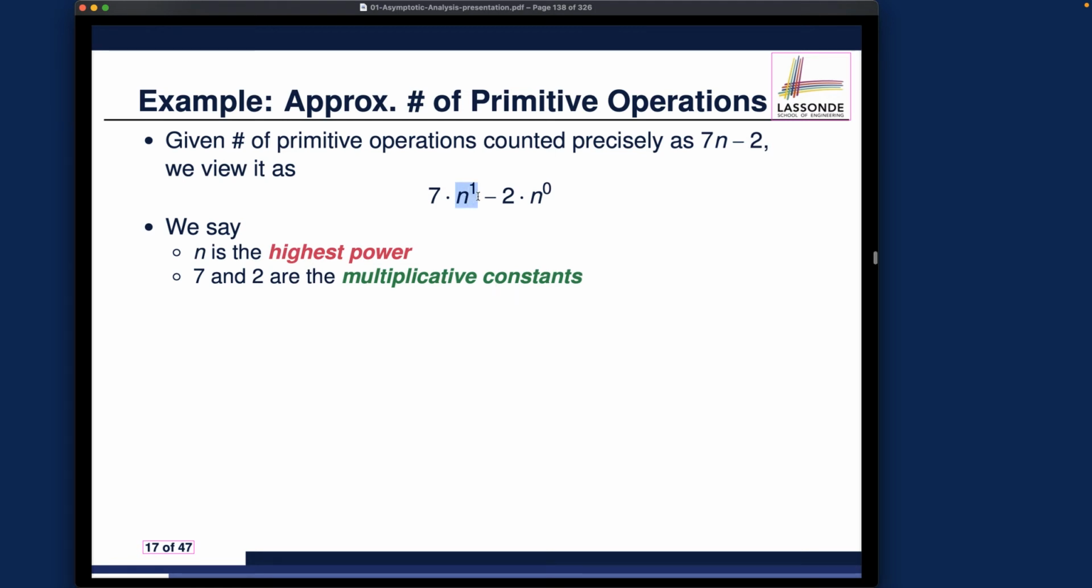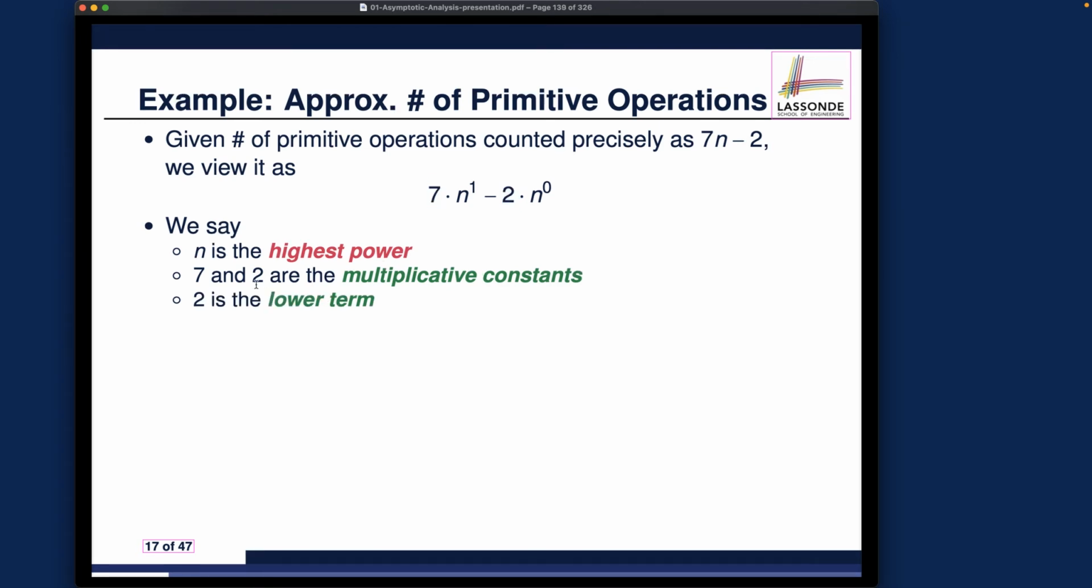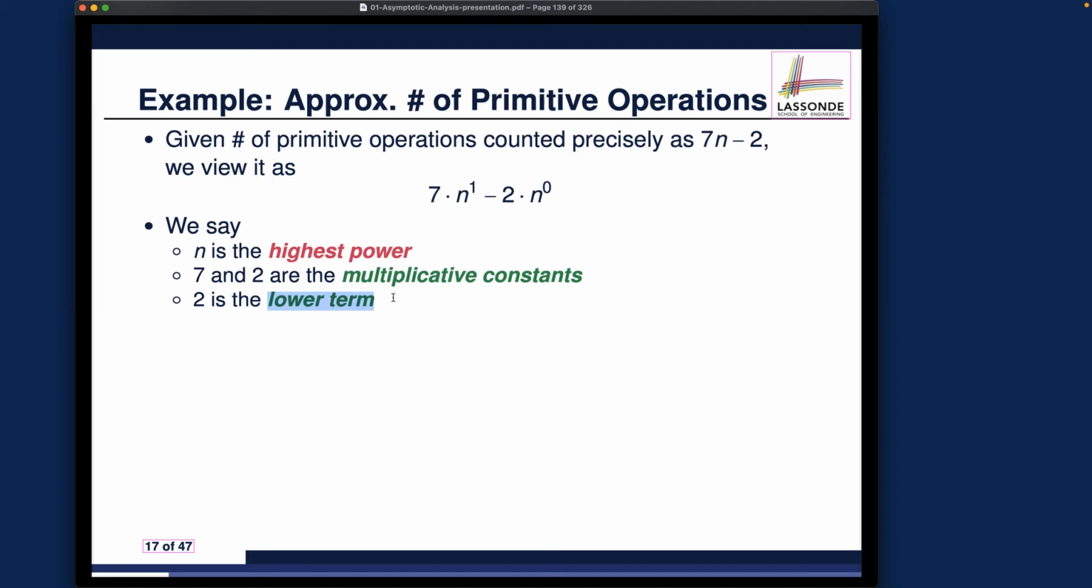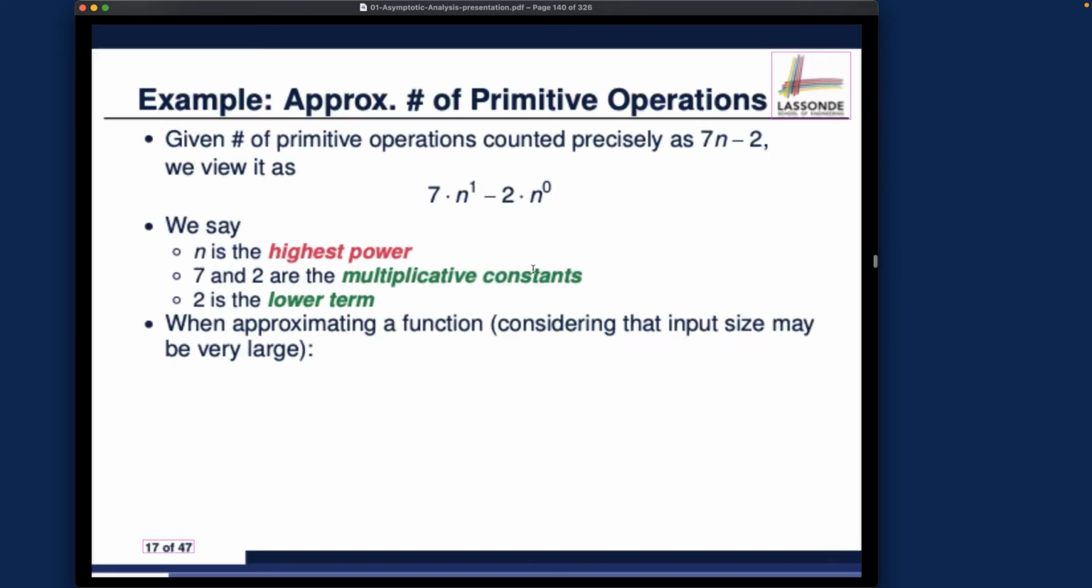So for n to the power of 1 and n to the power of 0, if you got any extra factors over here, these are the so-called multiplicative constants. We got the highest power over here, and everything other than the highest power will be the so-called lower term. Lower term might contain several terms in the formula. In this case, we only got the remaining term, which is simply 2 over here. Or you can say minus 2. Maybe minus 2 will be more precise, but that's okay.